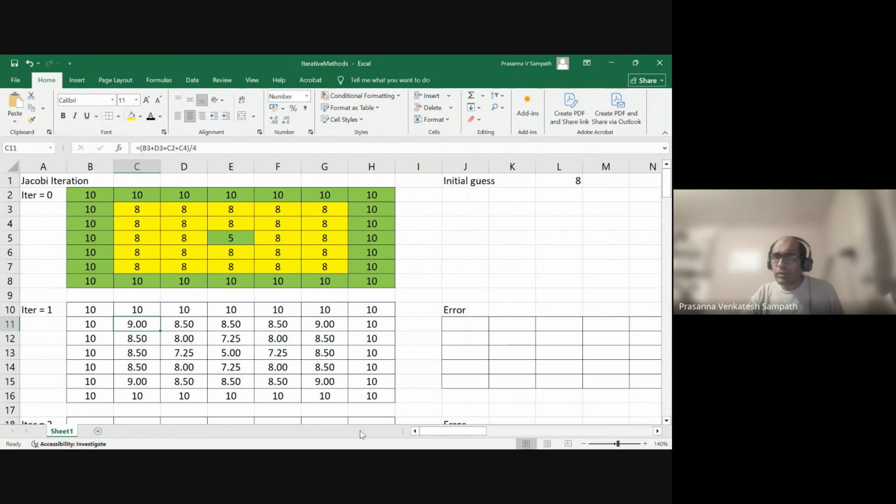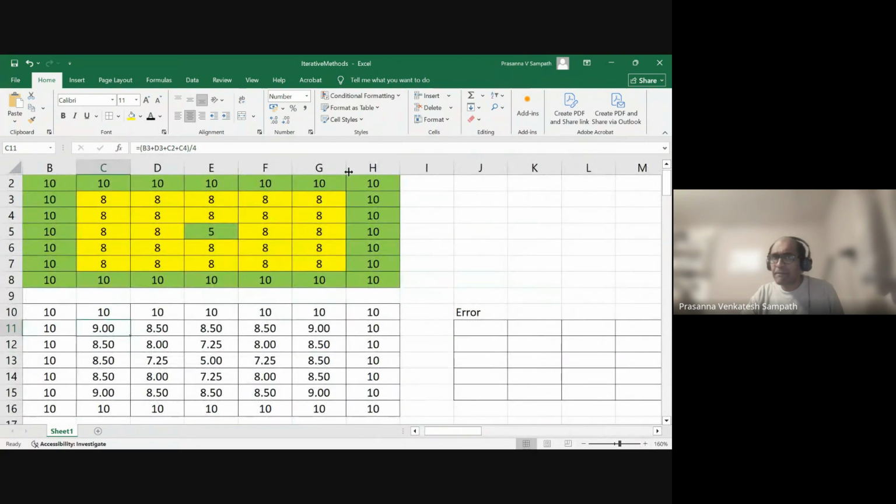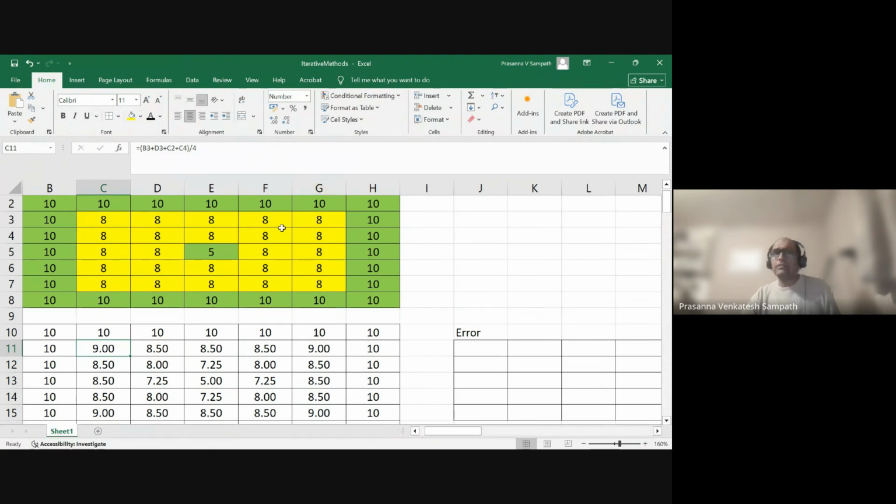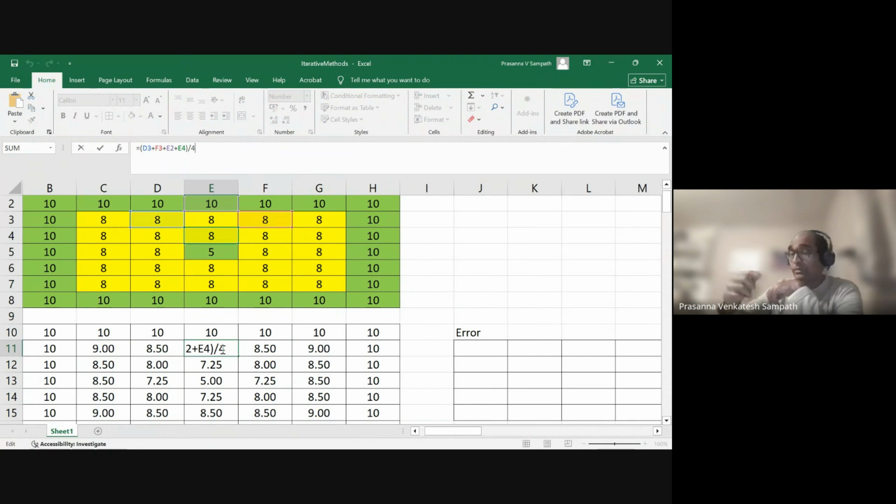I hope you are able to see the formula. Look at the formula bar on top. I can't increase the font size there, but when I click on this cell, just look at the formula there. Now remember, this is the first iteration.